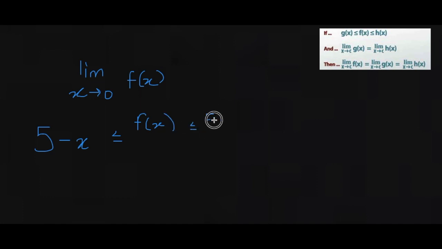Let's begin by trying to find the limit as x approaches 0 of f of x. And let's also say that the question tells us that f of x is sandwiched between g of x and h of x, like so. G of x is going to be 5 minus x, and f of x is going to be 5 plus x. Now, we can take the limit of each part of this inequality as x approaches 0.